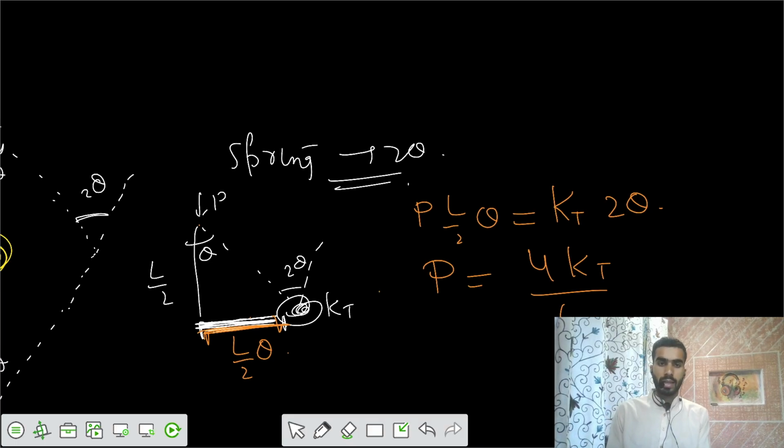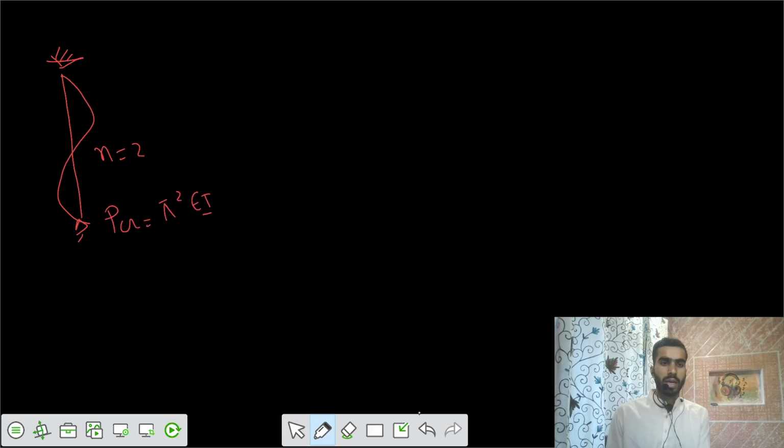Let's say the one thing we studied earlier was your double bow condition. That was in this fashion. So we say that at n equals 2, your value of PCR was equal to pi square EI by L square, and this was equal to 4 times because your n is equal to 2. Now, on similar grounds, I would take some problem that is in this fashion.